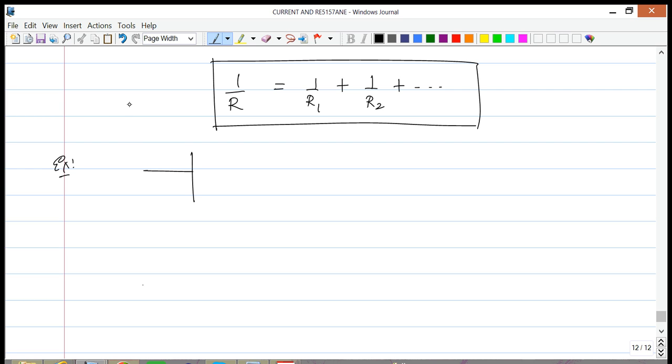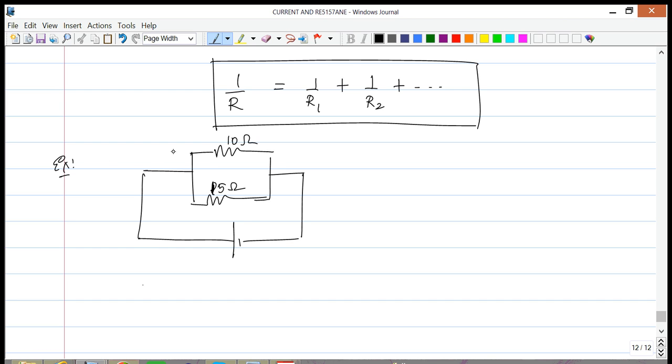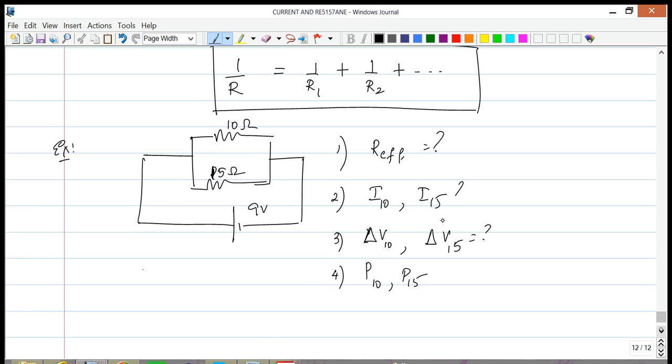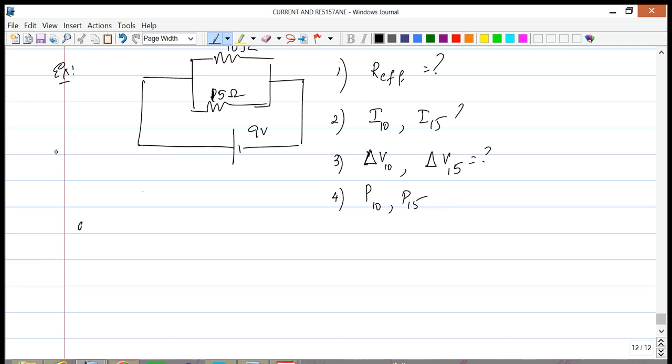Okay, let's apply this to an example. Let's again use our resistors, 10 ohm and 15 ohm, connected in parallel with a 9 volt supply, and let us ask the same questions. What is R effective? Second is the current through each, and then third will be the voltage across each, and then we can also find the power delivered to each. So let's see how to do each of these parts.